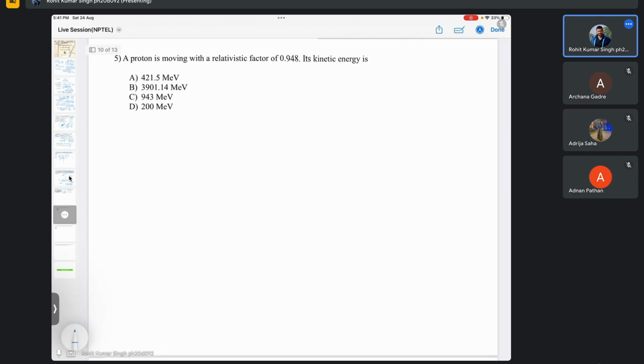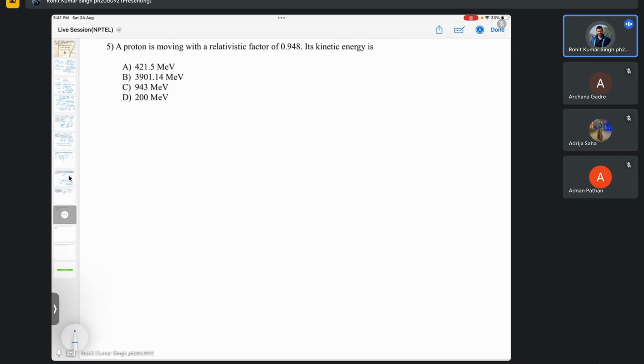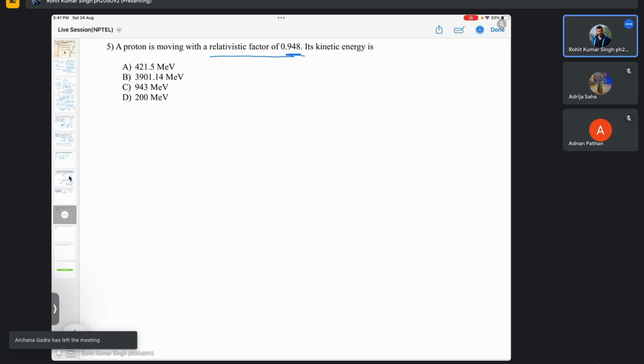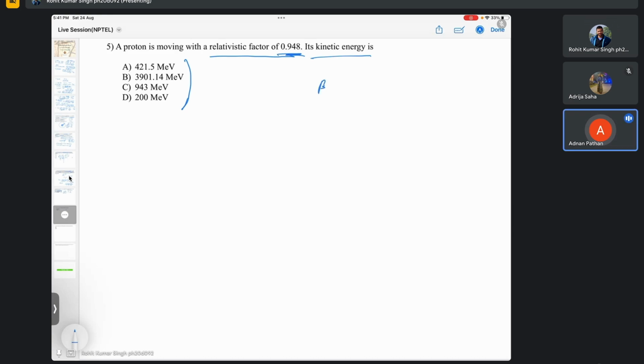This is a boring problem, but we can do it. A proton is moving with a relativistic factor of 0.948. What will be its kinetic energy? Should I do it? Can you guess which option should be correct? So relativistic factor of 0.948 means beta, which is v by c.